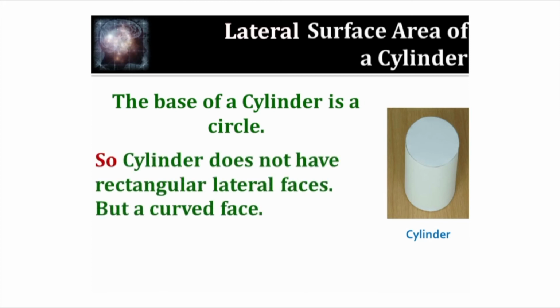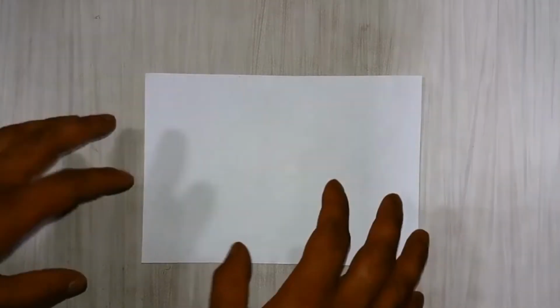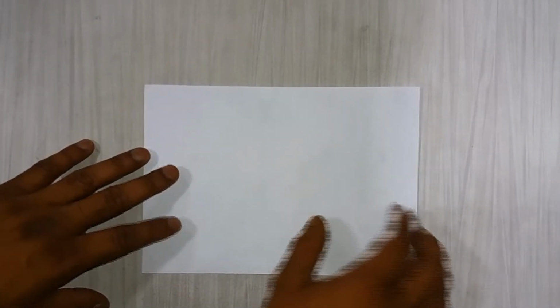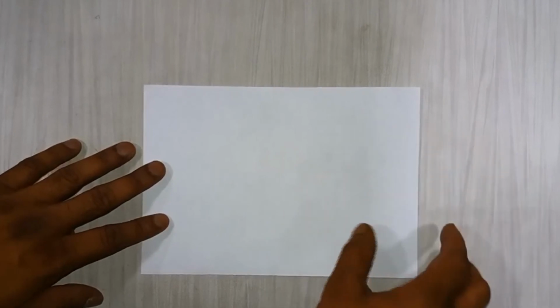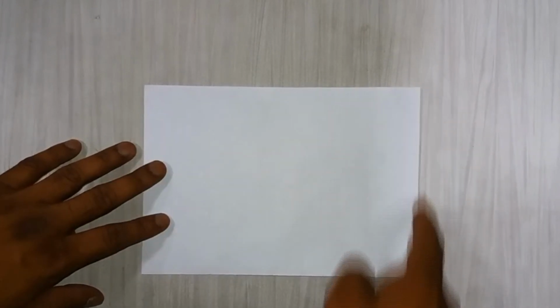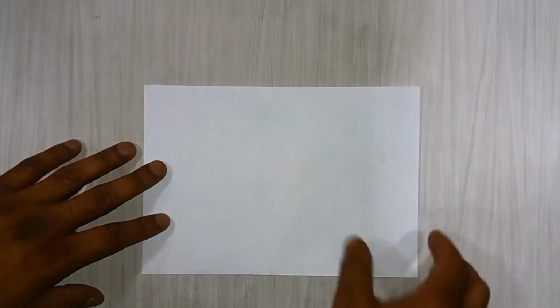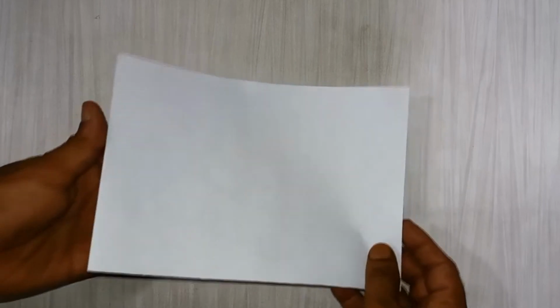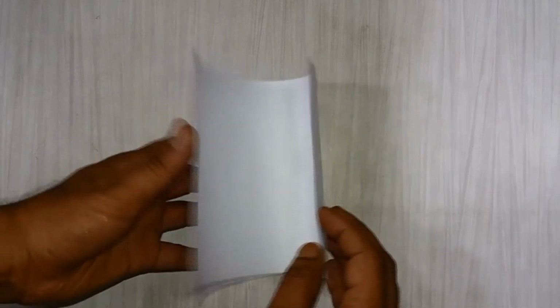does not have a rectangular lateral face, but it has a curved face. So instead of lateral surface area, it is curved surface area. Have a look at this video. Here we have a rectangle. This is its length and this is its breadth. Area of this rectangle is equal to length into breadth. When I roll this rectangle, it becomes a cylinder.